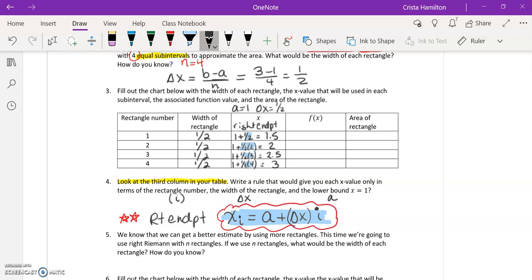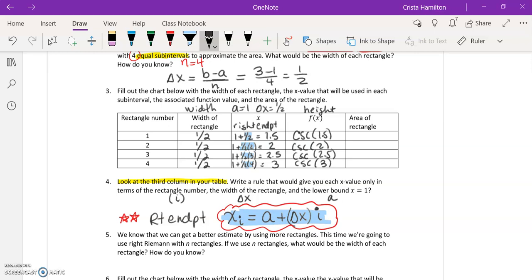Now remember, once we had our endpoints, we plug them in to get our height. So our height right here, and this was of course my width. My height was found simply by plugging that into the function. Now my function was cosecant, so it'd be cosecant of 1.5, cosecant of 2, cosecant of 2.5, and cosecant of 3. Now we'll assume that you can type these into your calculator and get the decimal values for it.